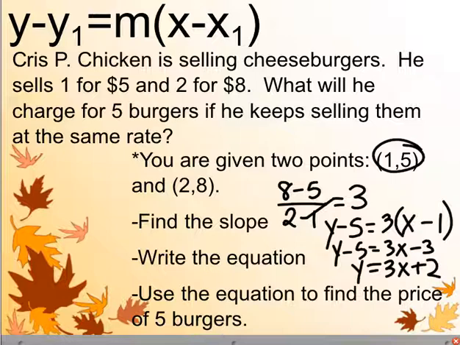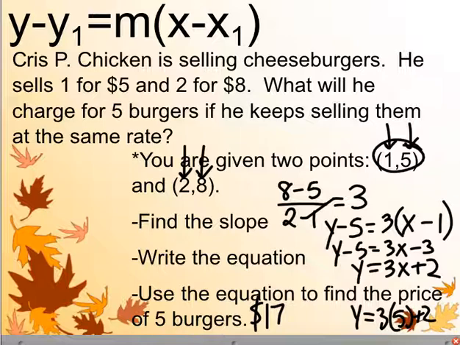Now to estimate 5 burgers, well, we are saying if y is the total amount, okay, then x is how many burgers, just like x is 1 burger, so it costs $5. x is 2 burgers, so it costs y, $8. So we say y is equal to 3 times 5 plus 2. So it's going to cost us $17.